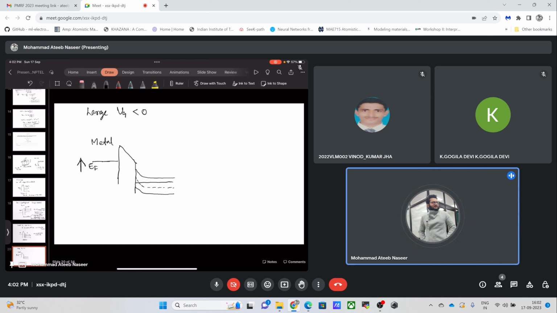This condition is known by the name of inversion, and for n-type it occurs at some bias where Vg is less than V threshold. This is some threshold voltage. So basically the hole concentration has increased such that it is now greater than the electron concentration that was present at the surface.